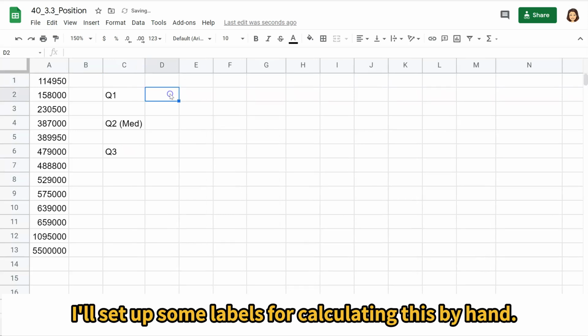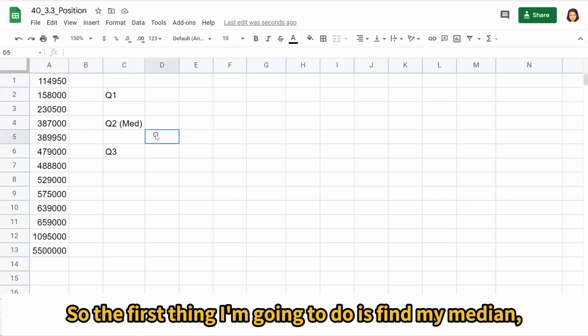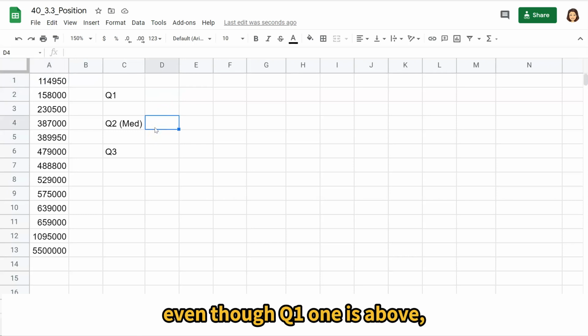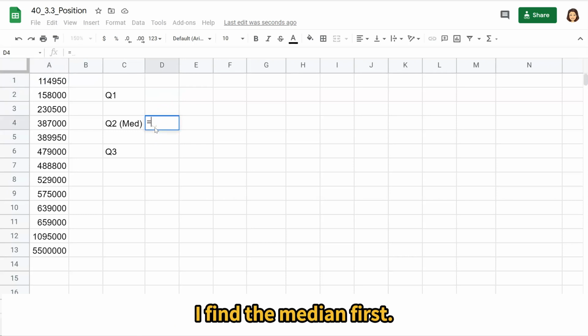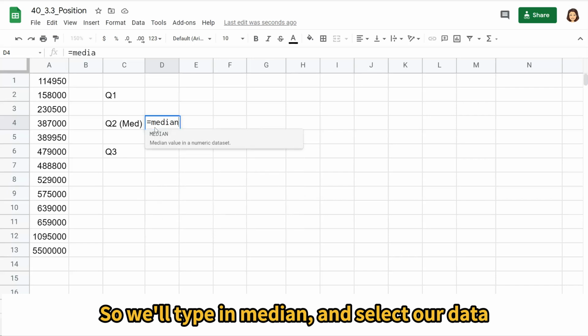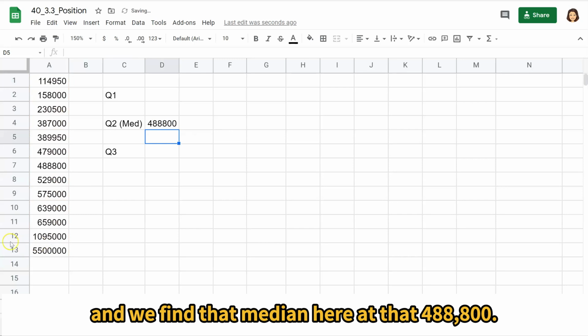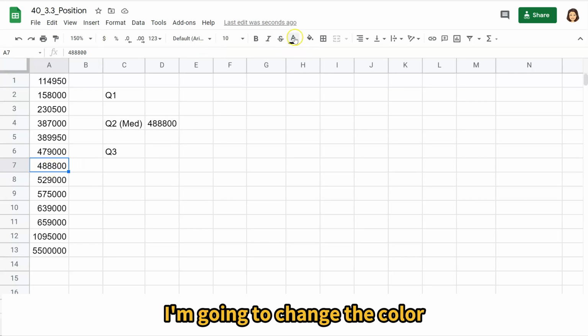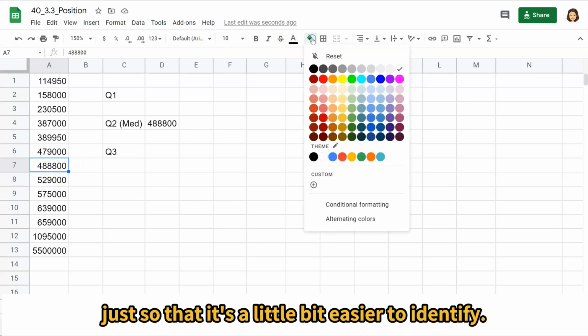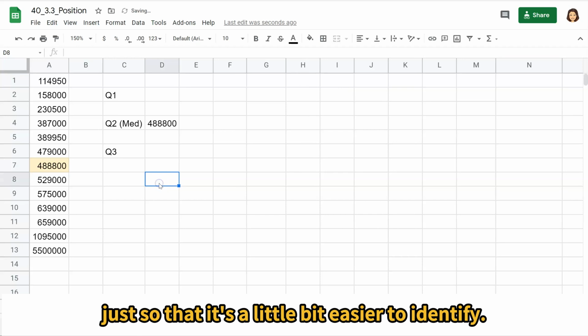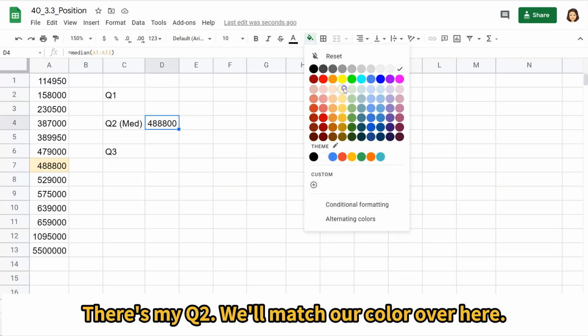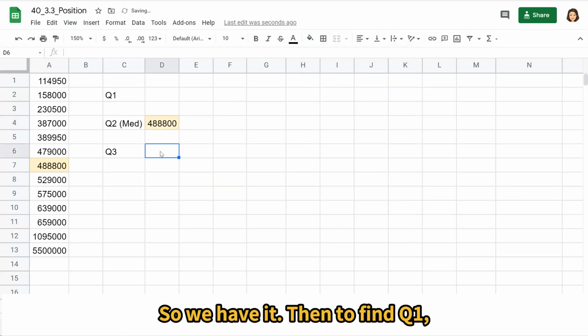I'll set up some labels for calculating this by hand. So the first thing I'm going to do is find my median. Even though Q1 is above, I find the median first. So we'll type in median and select our data. And we find that median here at 488,800. I'm going to change the color just so that it's a little bit easier to identify. There's my Q2, and we'll match our color over here so that we have it.